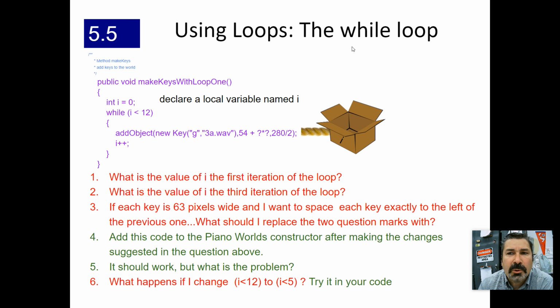All right, so, using loops. Here we have this thing right here, int i = 0. That's declaring a local variable named i. Here's a hint: there's going to be something in there. Here's the code for makeWhiteKeysWithLoop. What is the value of i the first iteration through? Answer these questions. This is pretty close, but obviously you're not going to put question marks there. You're going to have to figure out what goes there. And then answer that question.